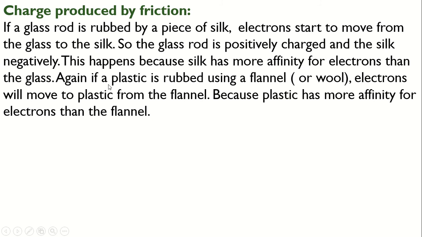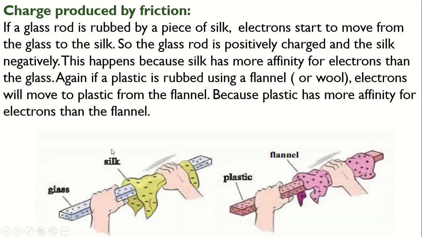So if a plastic rod is rubbed with flannel, electrons will move to the plastic from the flannel, because plastic has more electron affinity than the flannel. So look, when a glass rod is rubbed with silk, the silk cloth has more electron affinity than the glass rod. That's why the silk cloth will receive electrons from the glass rod, and as a result the glass rod will be positively charged and the silk cloth will be negatively charged.